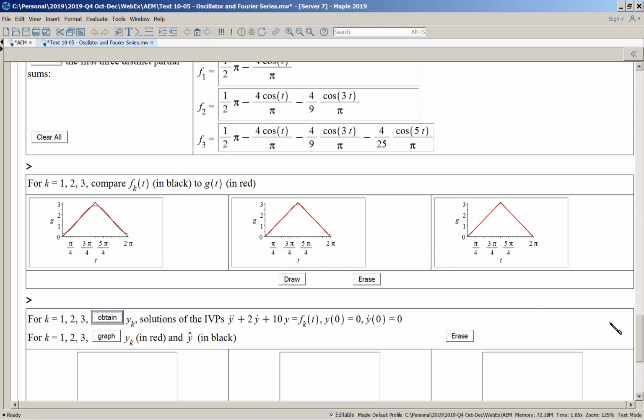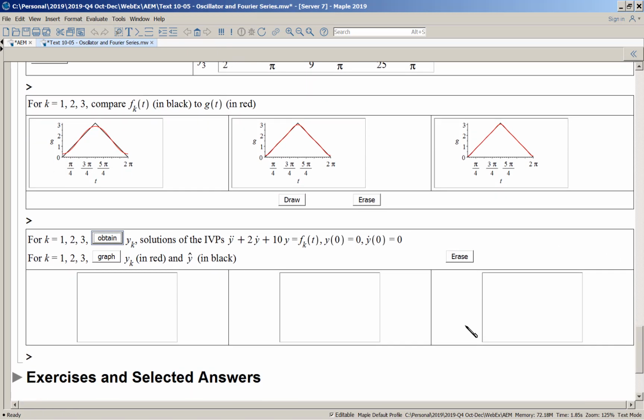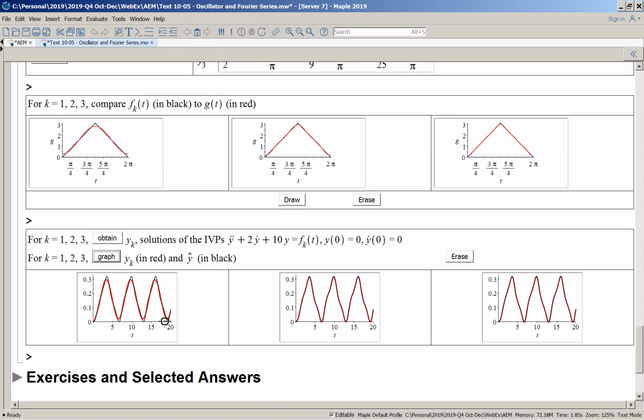So I need to solve 3 different initial value problems. And here are graphs of the solutions superimposed on the exact solution. Okay, using just f1, the solution's pretty close. f2, the solution is very close. And with f3, I can hardly tell the difference between the exact solution and the approximate solution.